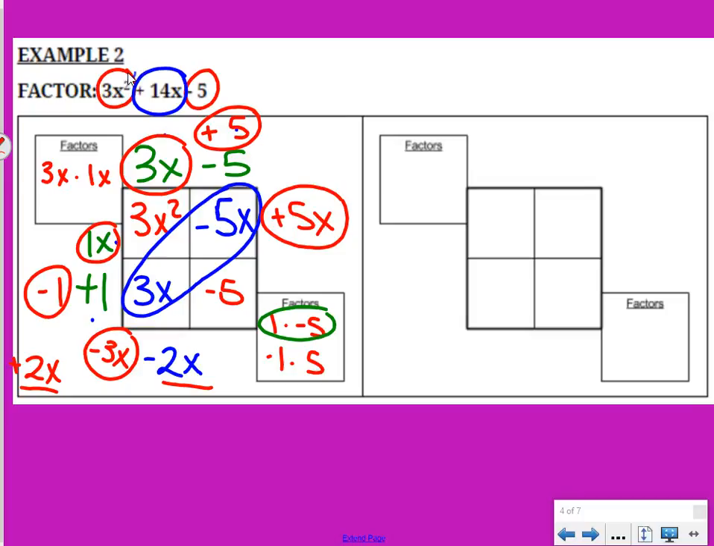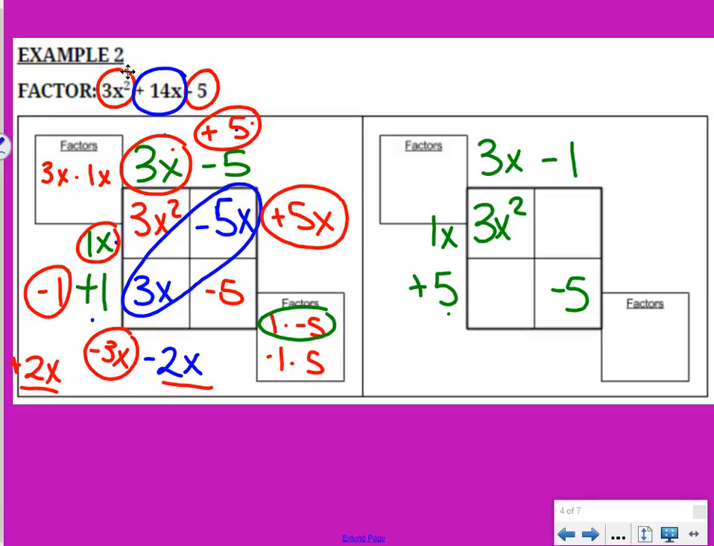So now we just know that the 5 can't go next to the 3. We need to flip the 5 and the 3 around. So if we set up our new box, 3x squared and negative 5, the 3x can stay and the 1x can stay, but instead of the 5 being next to the 3, we're going to put it next to the 1x, and let's make it positive. And then we'll put the negative 1 next to the 3x. So we flip the location of the 5 and the 1. Now let's try multiplying that to see if that works.